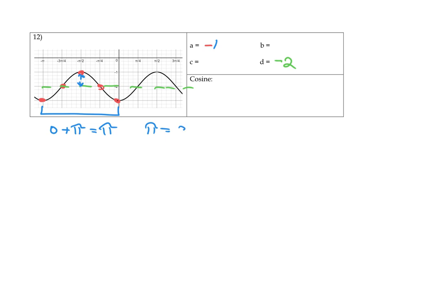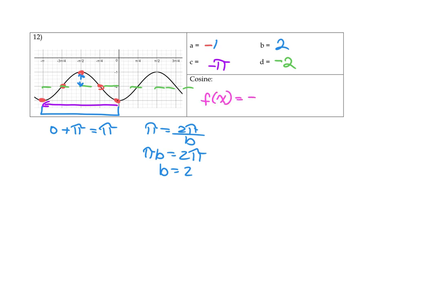So pi is equal to 2 pi over b, just like the last one. So pi b equals 2 pi. B equals 2. So b equals 2. My c value is I'm starting all the way over here at negative pi. So I have my equation. So I have f of x equals the negative because of the reflection, cosine. I have a b value of 2, parentheses, x minus negative pi, and then minus 2. And there's our equations.